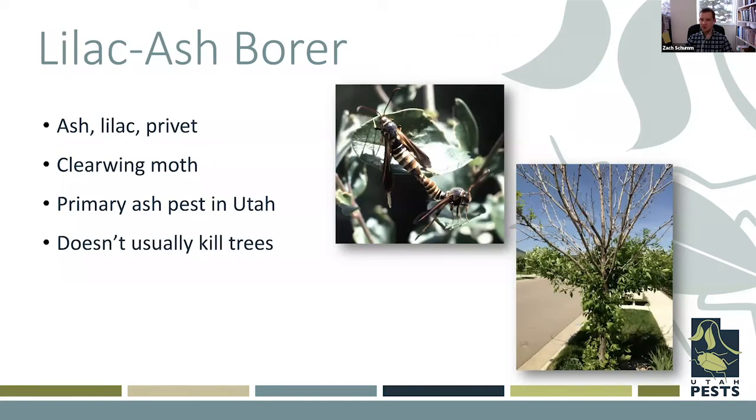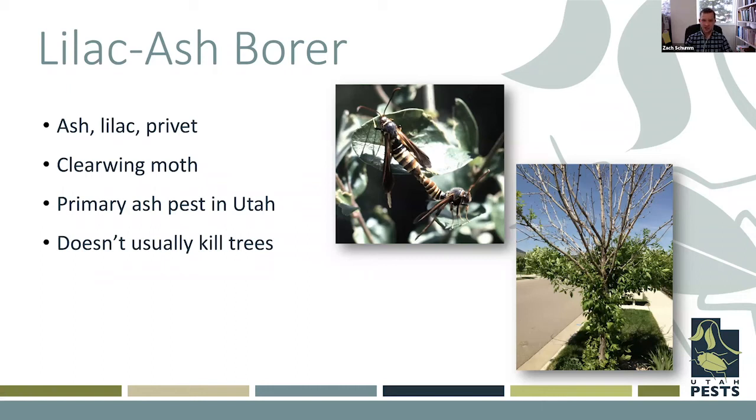And then this is probably the one that we get most commonly, at least the one that gets submitted to our lab the most commonly. This is the lilac ash borer. This is a moth pest that I think really mimics a lot of the symptoms of emerald ash borer, because you see a lot of crown thinning, at least in my experience. This will attack, in my opinion, primarily ash, but they can also attack lilac and privet quite often as well.